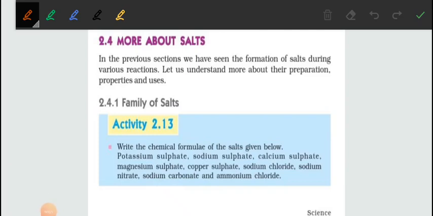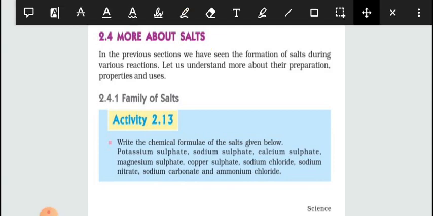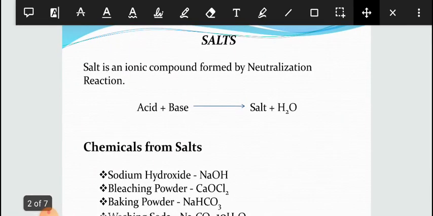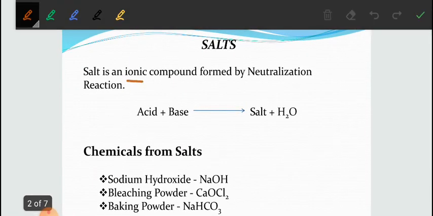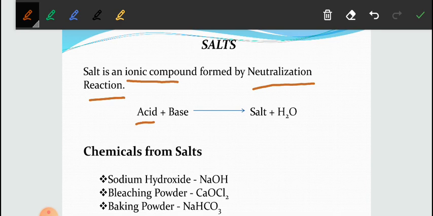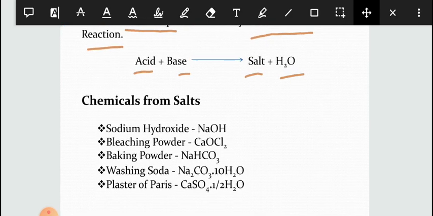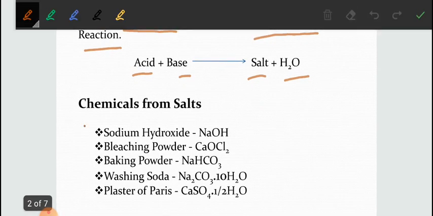In this part of the video, we are going to discuss salts, their preparations and their properties. So let's start with the first: what do you mean by salts? Salts are basically ionic compounds which are formed by a neutralization reaction. We have discussed this earlier also: when we add acid to base, we will get salt and water.